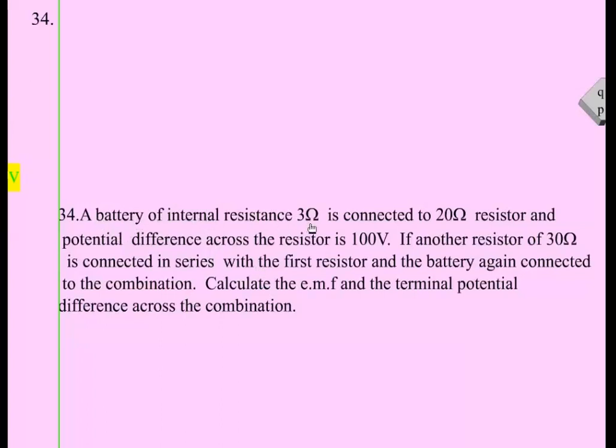A battery of internal resistance 3 ohm. Internal resistance is represented by small r. Case 1: look here, this is the battery of internal resistance r, EMF E, and the resistance is R, current I flows. The 3 ohm battery is connected to a 20 ohm resistor. Look here, this is the 20 ohm resistor, and the potential difference across the resistor is, across this, not 100, it is 10 volt only.